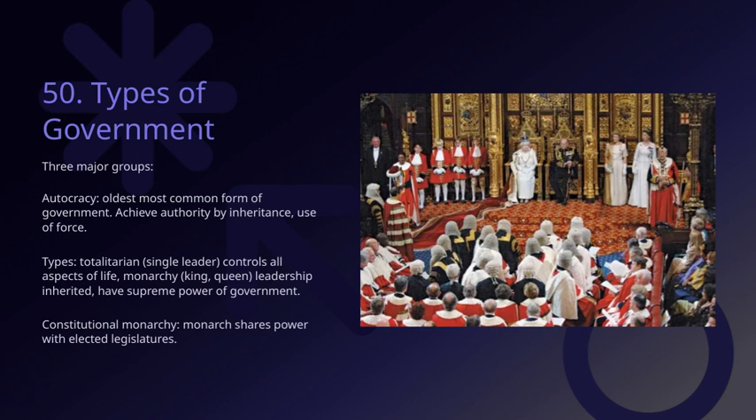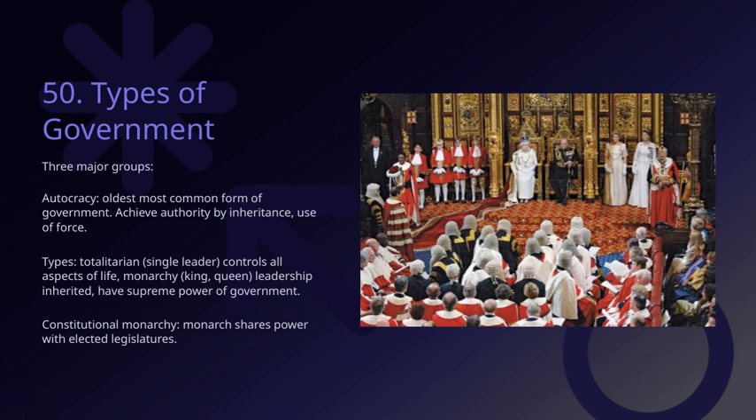For example, totalitarian regimes are characterized by a single leader who controls all aspects of life, leaving no room for personal freedoms or opposition. On the other hand, monarchies, such as those led by a king or queen, have leadership that is inherited, and these rulers often hold supreme power over the government.